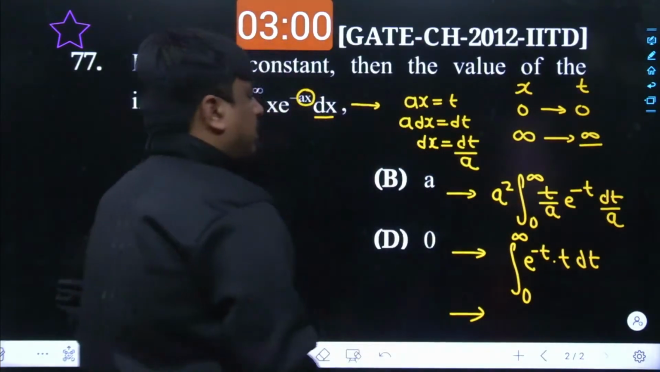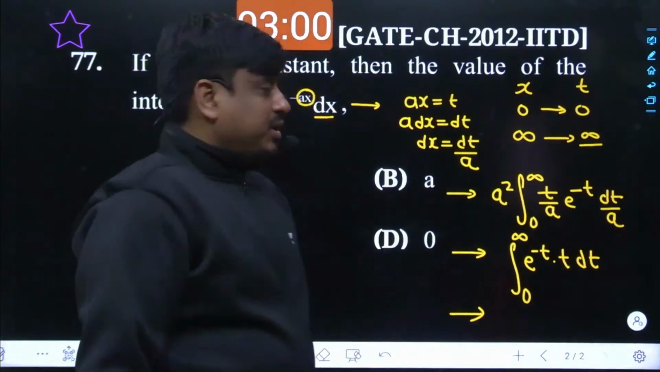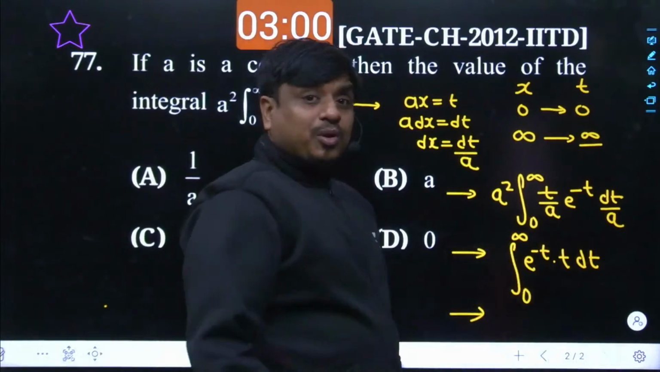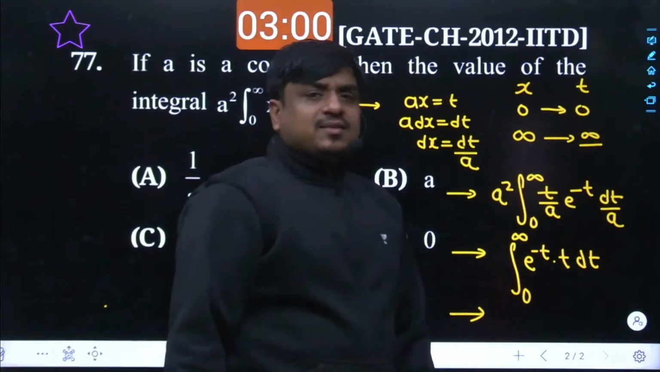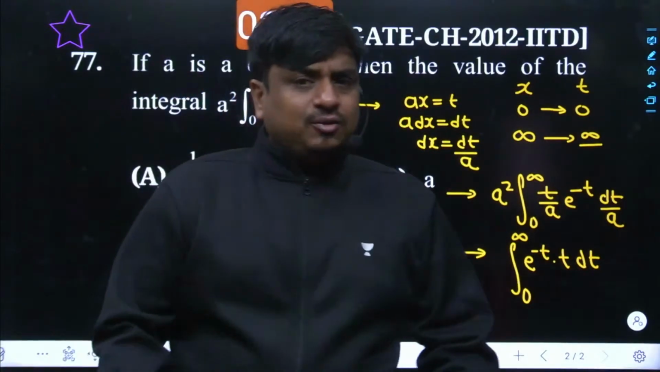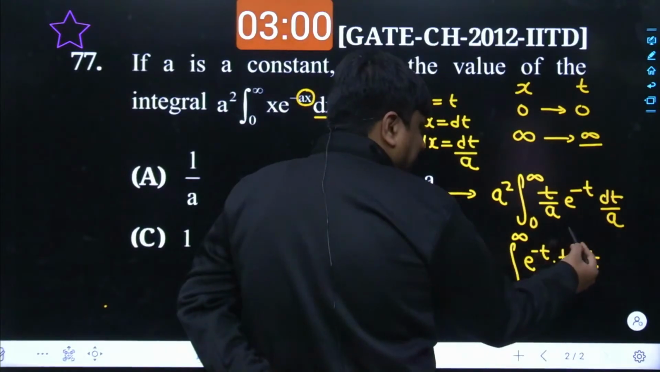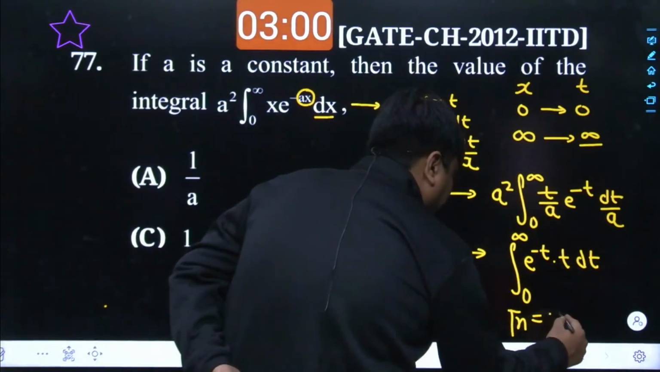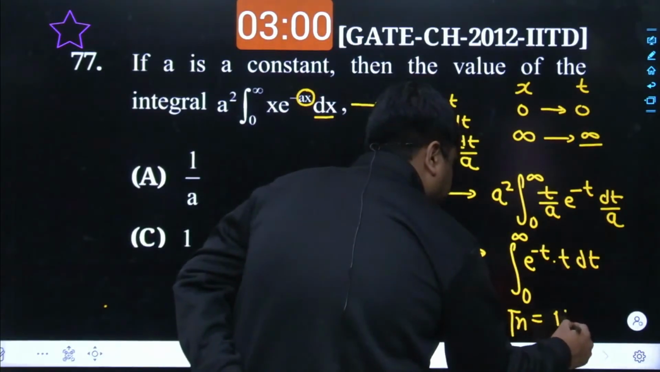We'll compare this integration with the standard form of a gamma integration, which is 0 to infinity e to the power of minus x into x to the power of n minus 1 into dx, where x is the independent variable. But here, the independent variable is t, so obviously the same formula can be used. 1 is in the place of n minus 1, so it is going to be gamma of 2, and that is 1 factorial.